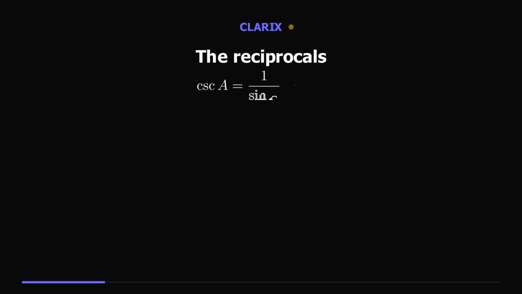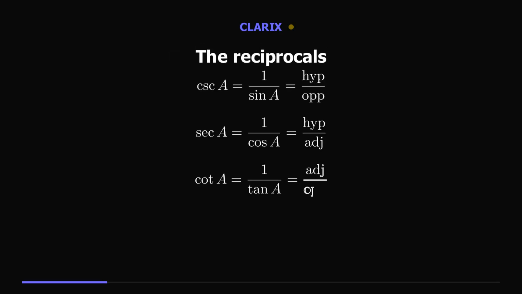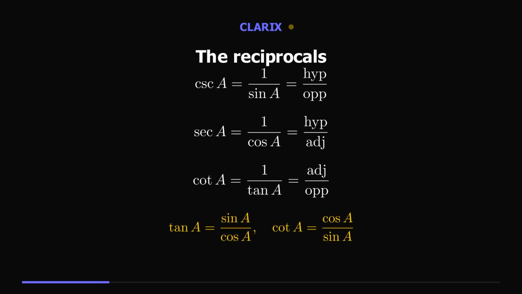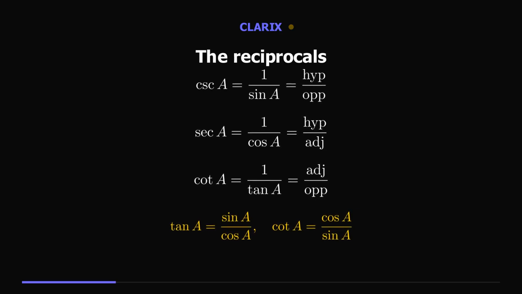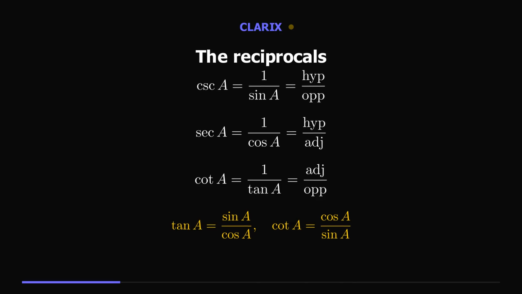The other 3 ratios are simply the reciprocals, flipped upside down. Cosecant of A is 1 over sine, hypotenuse over opposite. Secant of A is 1 over cosine, hypotenuse over adjacent. And cotangent of A is 1 over tangent, adjacent over opposite. 2 relations worth memorizing: tangent of A equals sine over cosine, and cotangent of A equals cosine over sine.